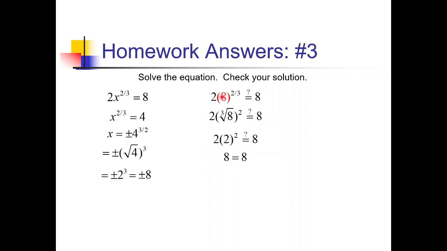Let me also plug in negative 8 to all this. So now I've got 2 times the cube root of negative 8 squared. The cube root of negative 8 is negative 2, which is a little bit different from over here. But if I square negative 2, it becomes positive 4 again, and 2 times 4 again gives us 8, which is what we have on the other side. So it turns out that both of these answers are acceptable.